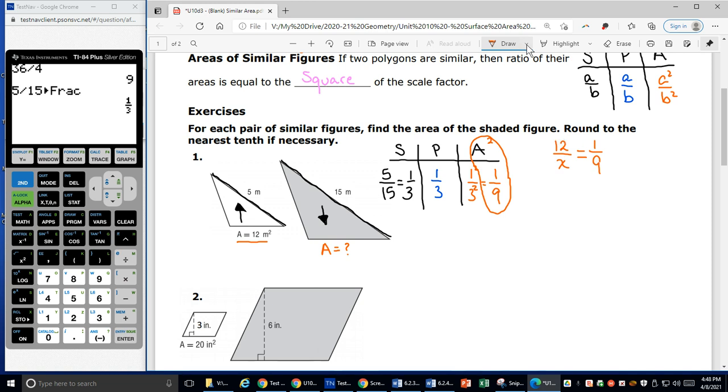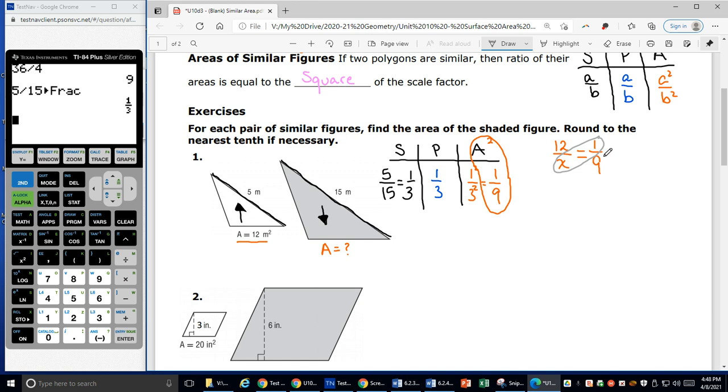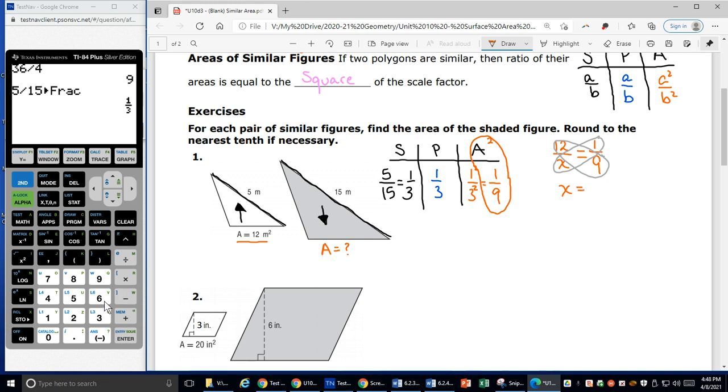All I have to do then is cross multiply. So I'm going to do X times 1 and 12 times 9. X times 1, that's pretty simple, that's just X equals, and then 12 times 9 is 108. Okay, so the area of my second triangle, my shaded triangle, is 108, and my units are meters squared, since it's the area, we know it's meters squared.